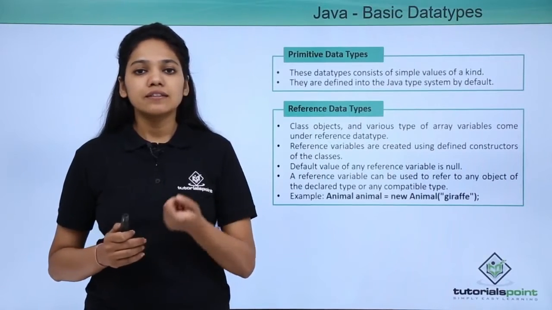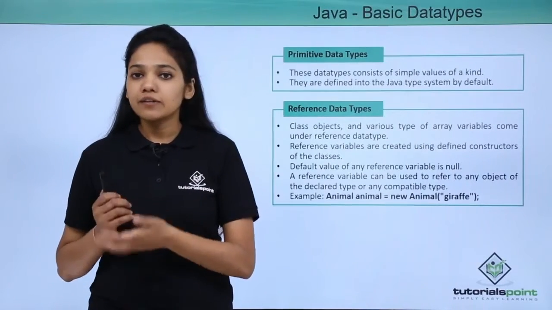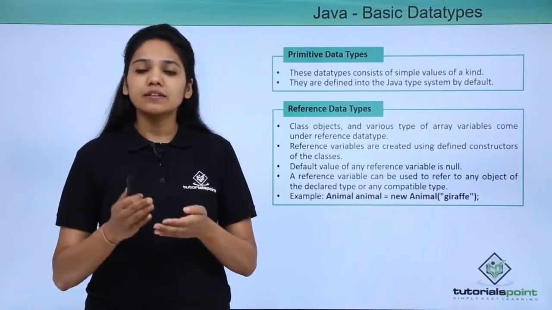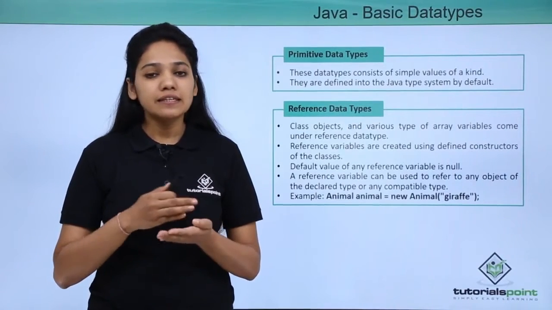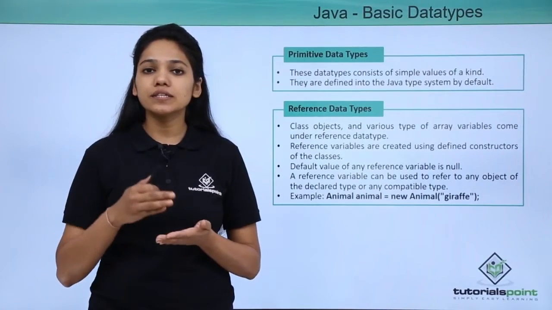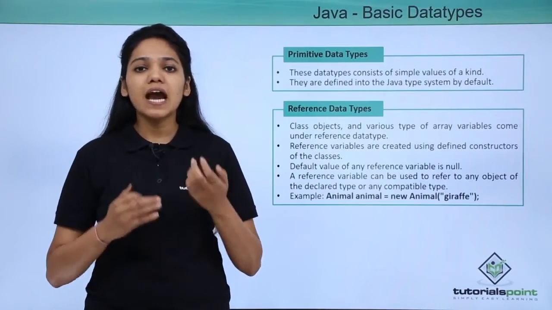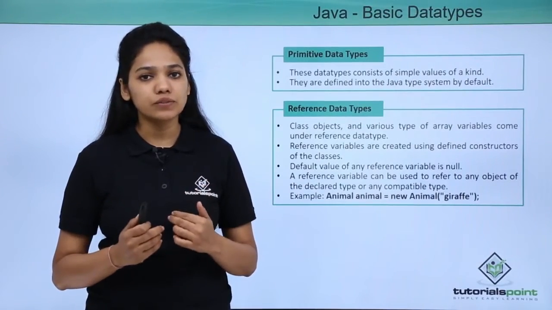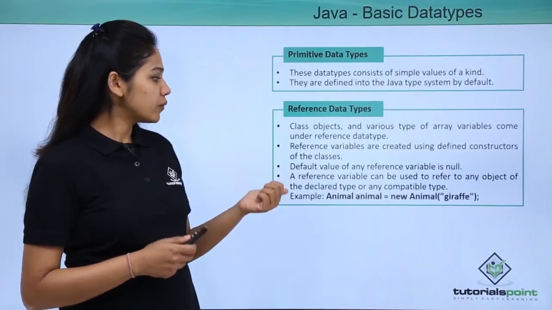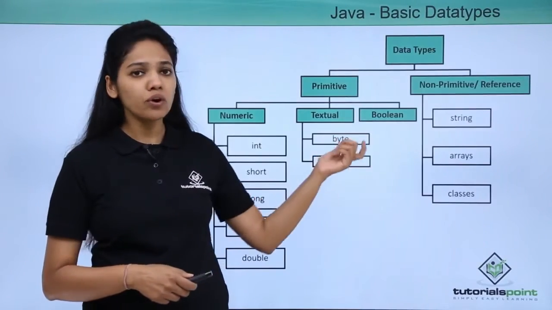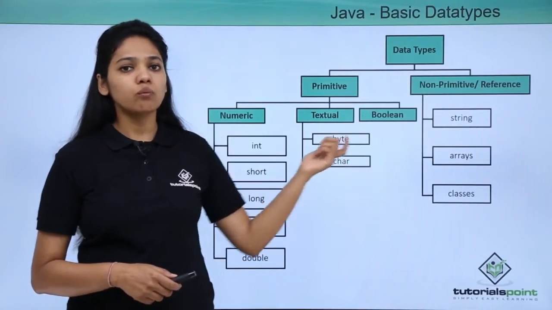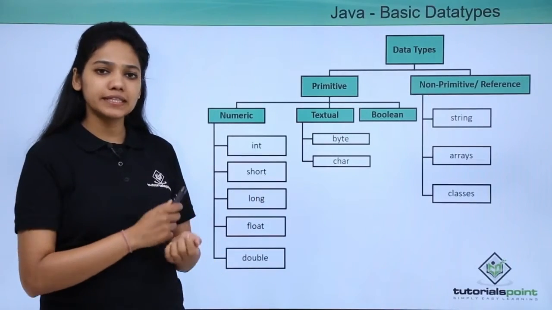Whereas in reference, the class objects or the array variables that you create are nothing but reference data types, and these variables are created using the constructor of that particular class. In the going forward, we'll see how you create these reference objects. Okay, for now we have to understand what these data types are and what the difference is between these data types.